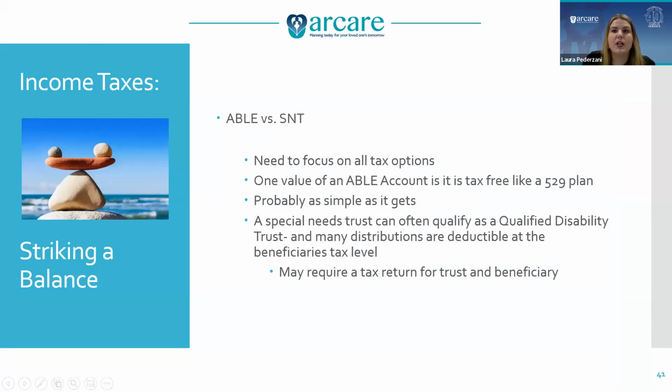One of the things that we always talk to our families about when deciding what's best in my specific situation, an ABLE account or a special needs trust, is that it is a balancing act, and it's important to involve your circle of support and professionals, your tax accountant, attorney, estate planning attorney, and financial advisor, to focus on all the options, and especially tax options. One big value of an ABLE account is that it is tax-free. It's probably as simple as it gets. A special needs trust can often qualify as a qualified disability trust, so distributions would be deductible at the beneficiary's tax level, but that may require a separate tax return for the trust and a separate tax return for the beneficiary.